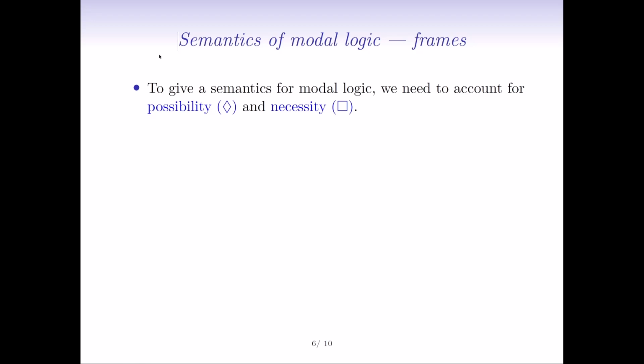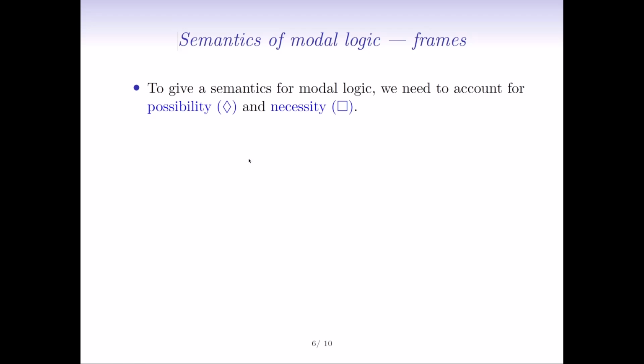So now I want to go on straight away and introduce the semantics for modal logic. Now, obviously, the main feature of modal logic that we don't already have in propositional logic is the modalities. And so we need to account somehow for the idea of possibility and necessity. That means that obviously we can't think of propositions as just being always true or always false, but we have to think of them as being possibly true or possibly false or necessarily true.